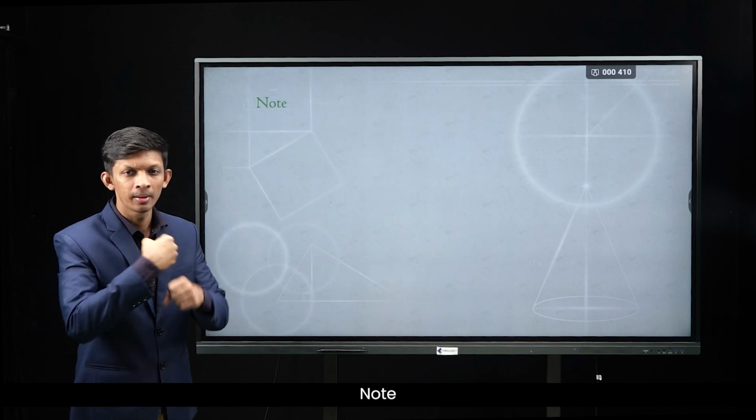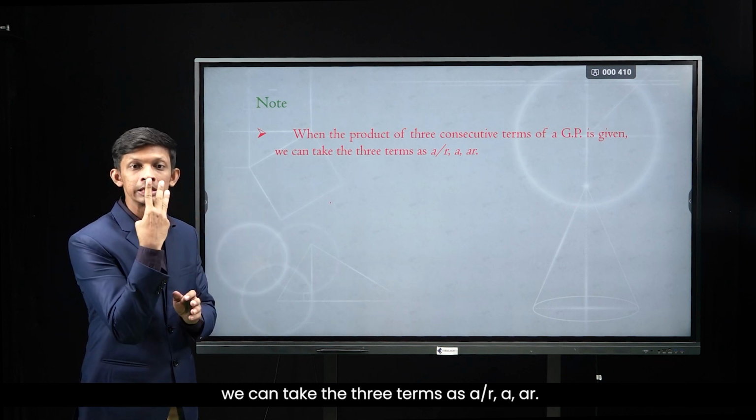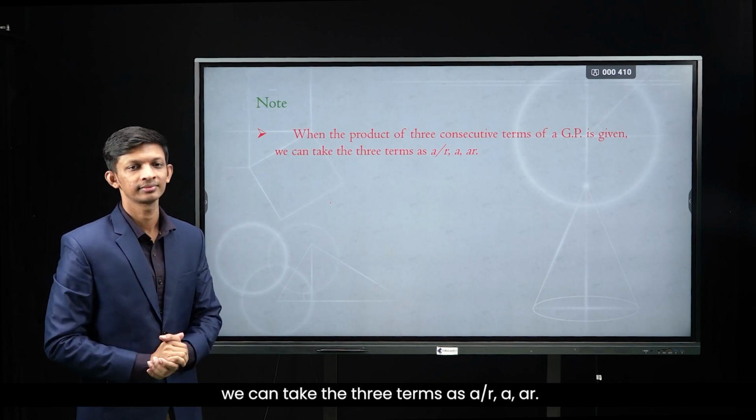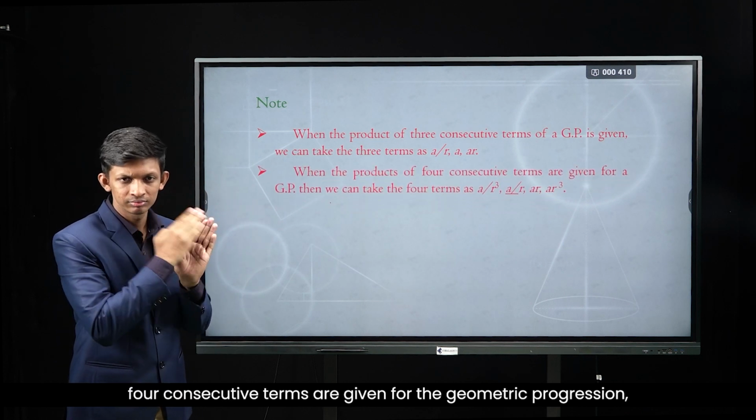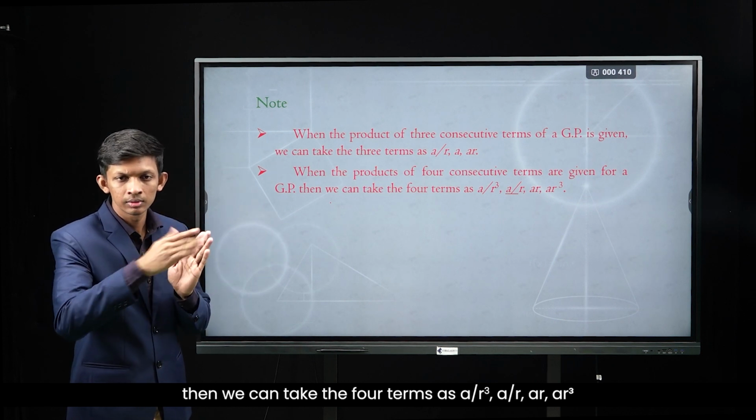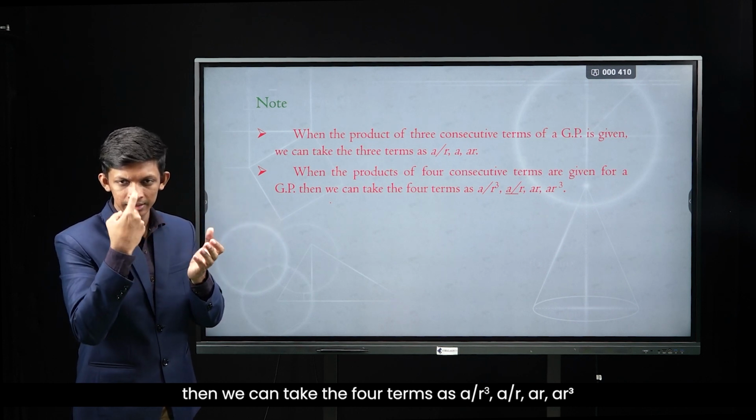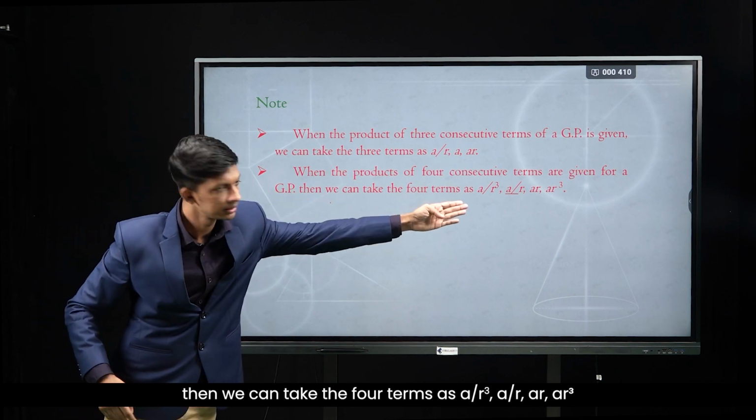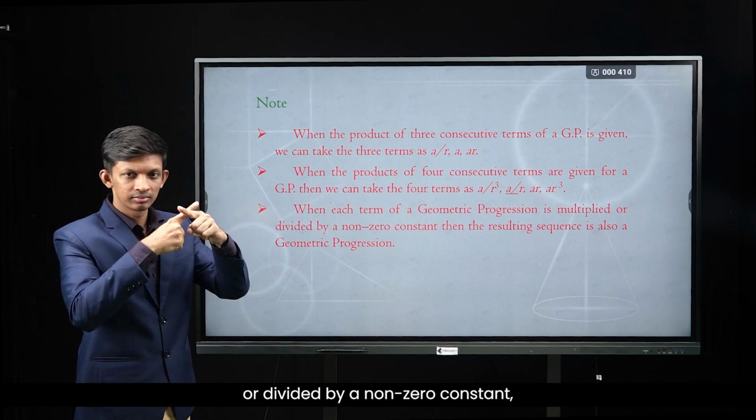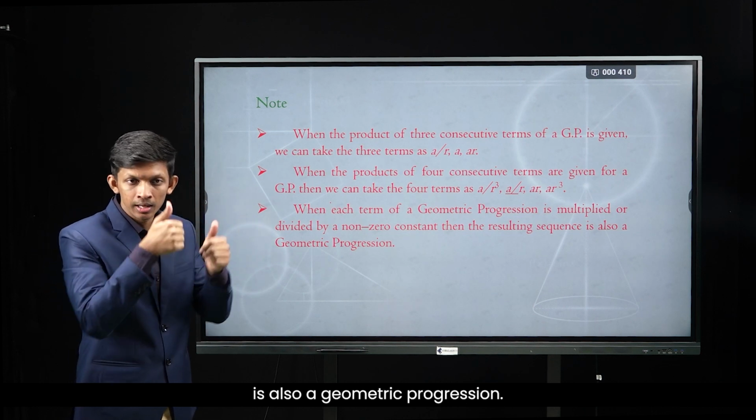Note: when the product of three consecutive terms of a geometric progression is given, we can take the three terms as a by r, a, ar. When the product of four consecutive terms are given for a geometric progression, then we can take the four terms as a by r cube, a by r, ar and ar cube. When each term of a geometric progression is multiplied or divided by a non-zero constant, then the resulting sequence is also a geometric progression.